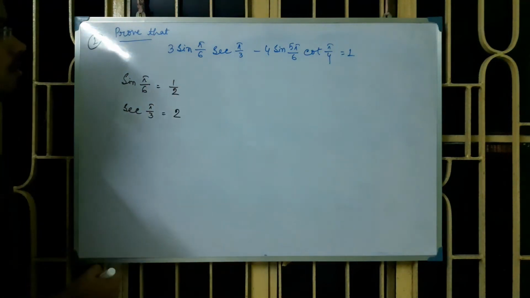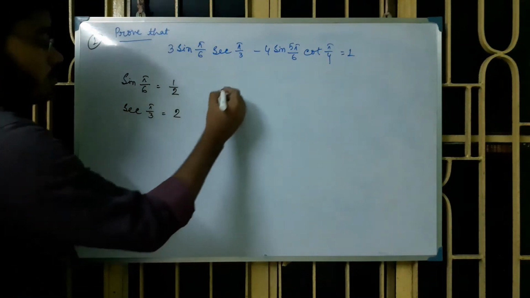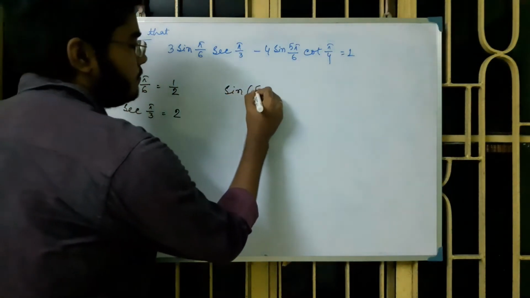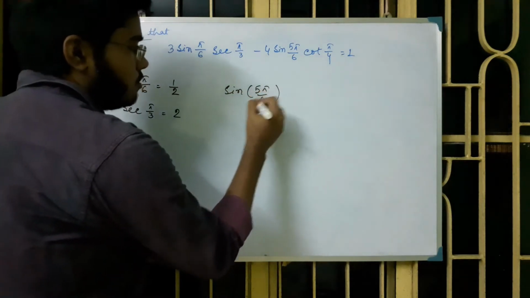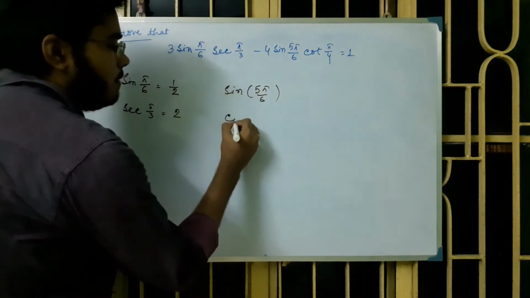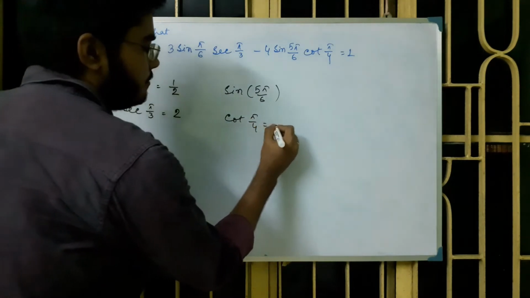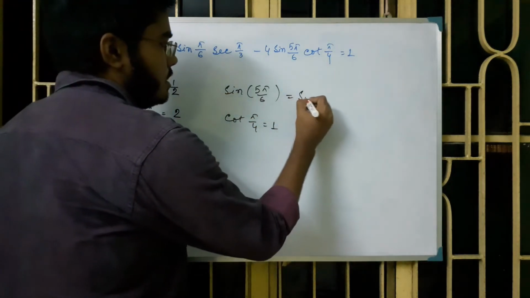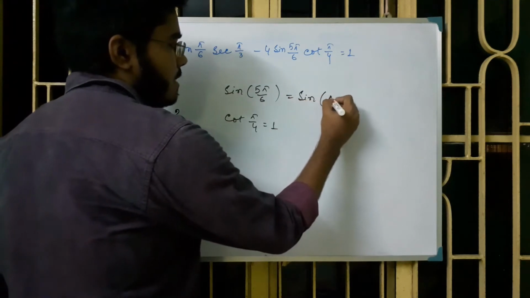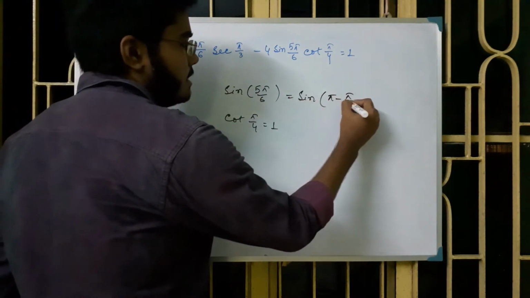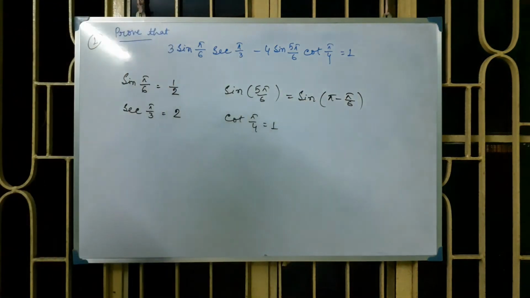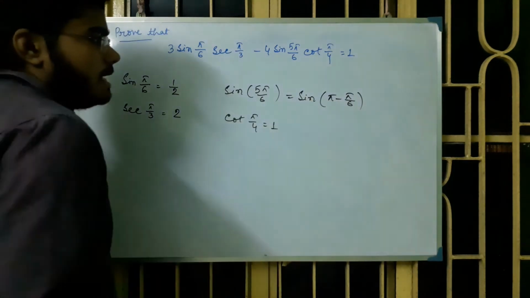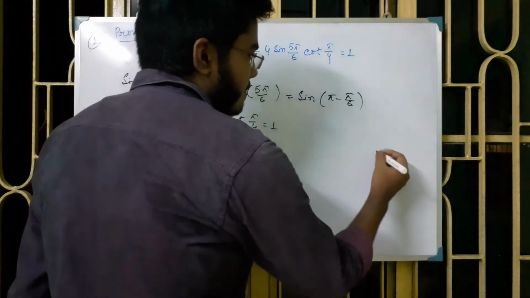And what is the value of sin 5 pi by 6? This is important, we'll be solving this. And cot pi by 4 equals 1. Now what is sin 5 pi by 6? This is easily pi minus pi by 6. Okay, pi minus pi by 6. And what is pi minus pi by 6?